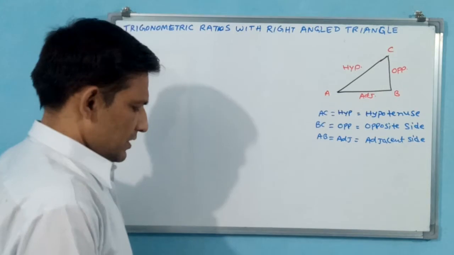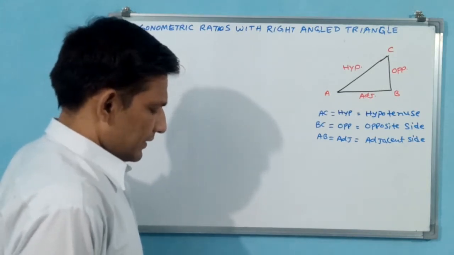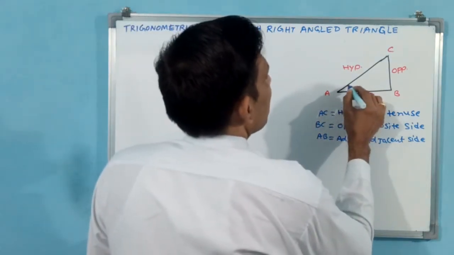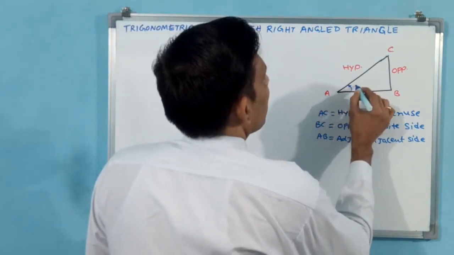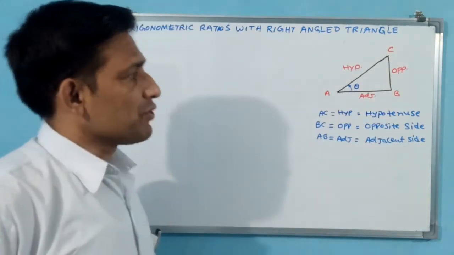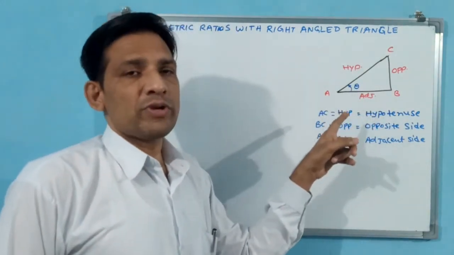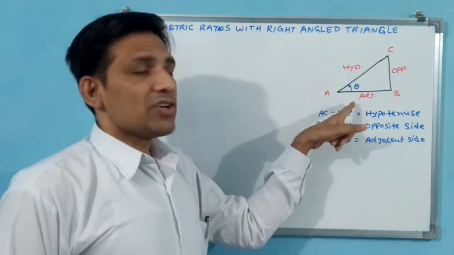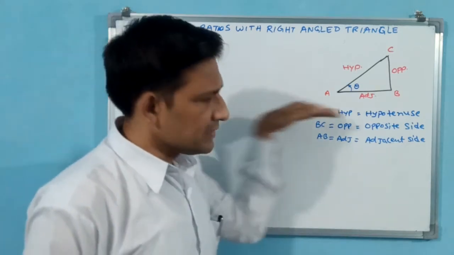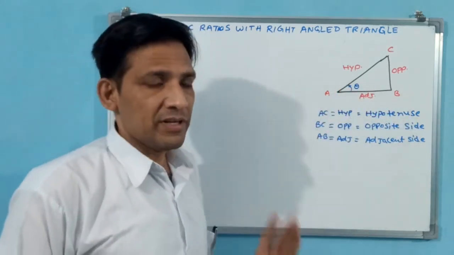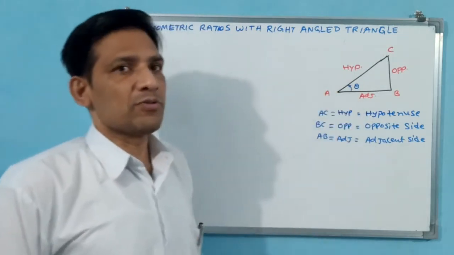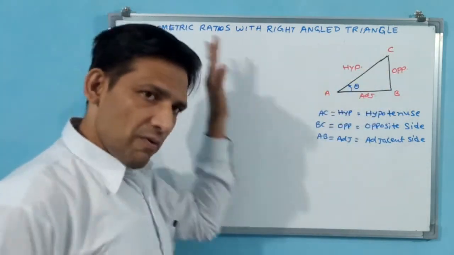Okay, now see, I have taken theta here. Which theta you have to take is very important. Theta is between the hypotenuse and the adjacent side. That is, the angle between the adjacent side and the hypotenuse, that theta you have to take. Then based on this we will derive.